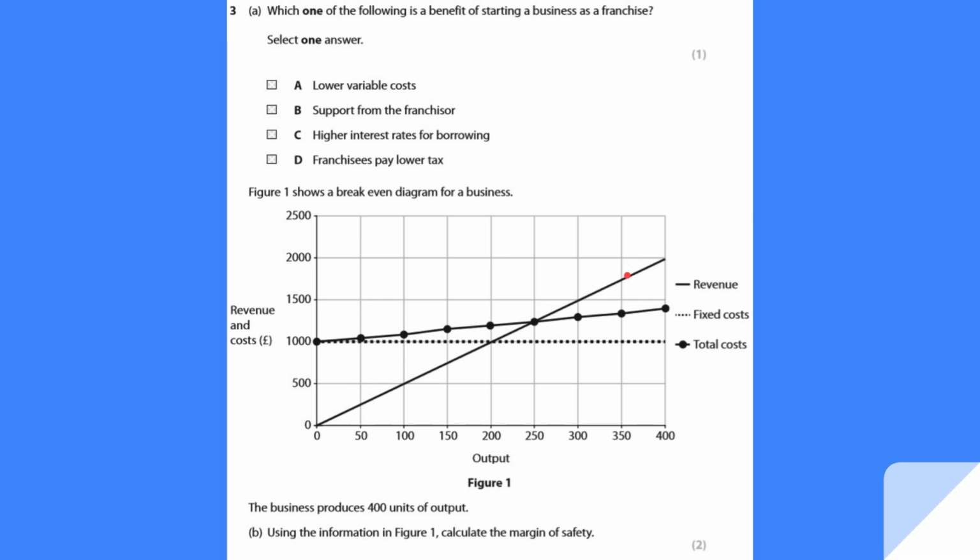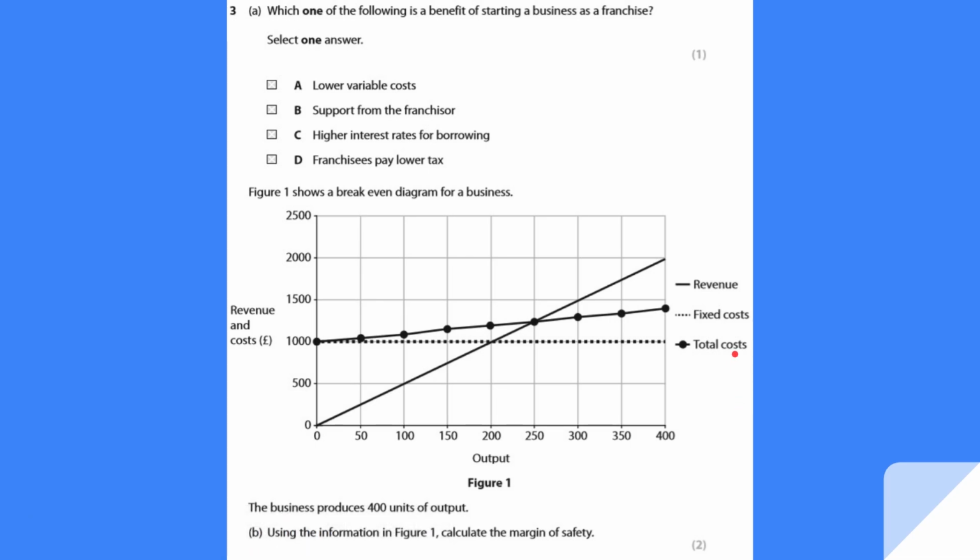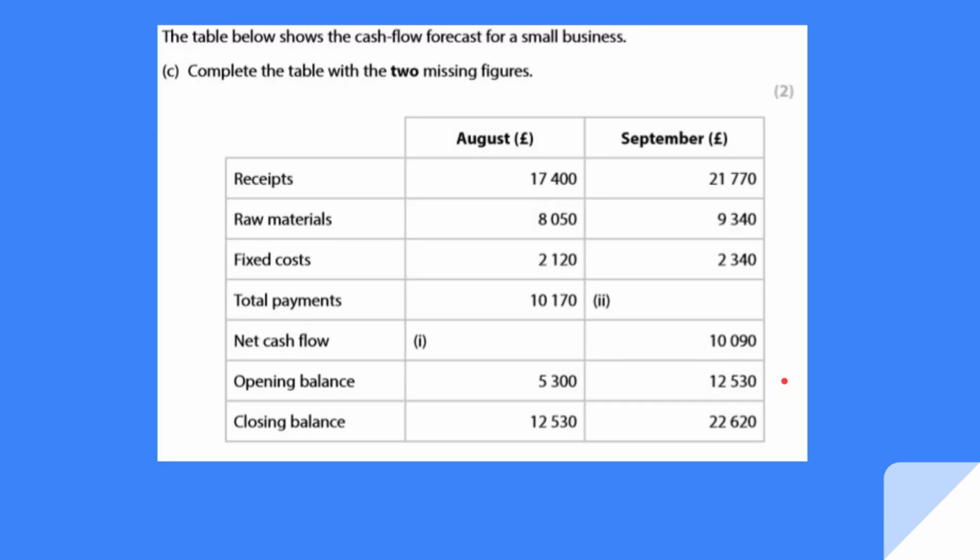Anyway, we can see that this business is going to make 400 units of output. Calculate the margin of safety. So we're up here. We can see that the break-even point is here, where total revenue equals total cost. So therefore, we can see the difference, 250 to 400. Actual output minus the break-even point is 150. Lovely job. The table below shows the cash flow forecast for a small business.